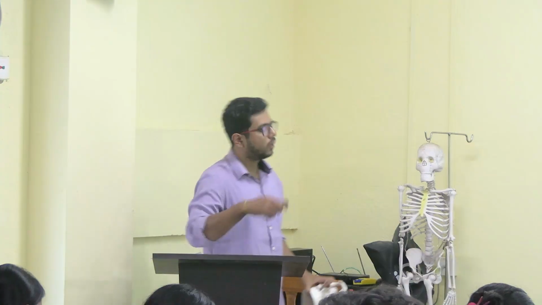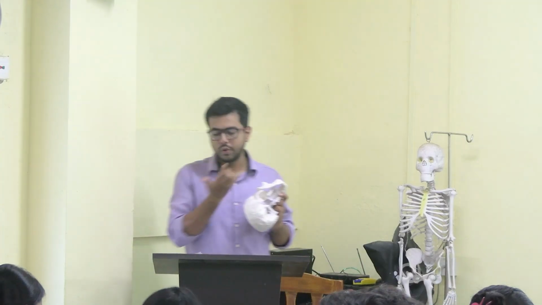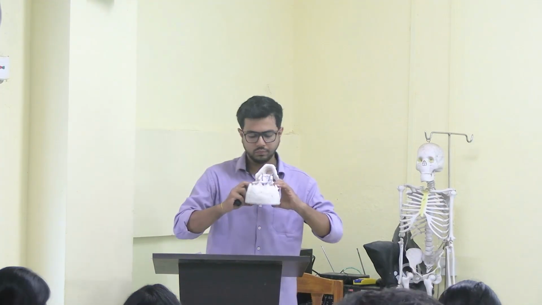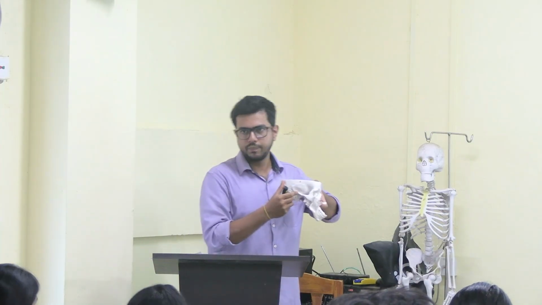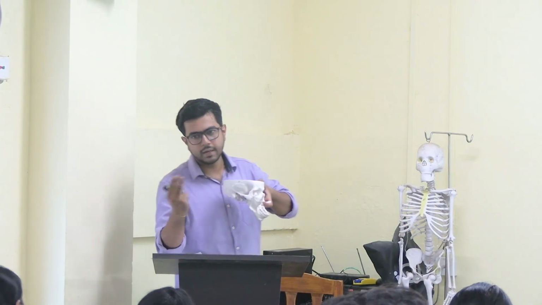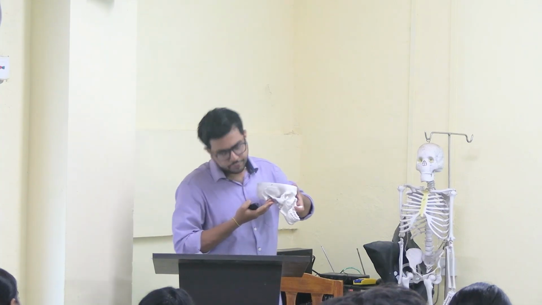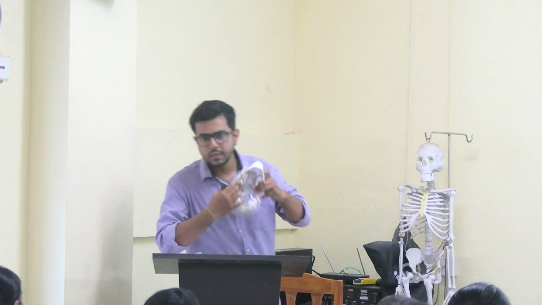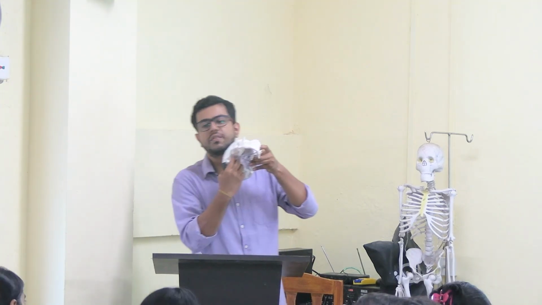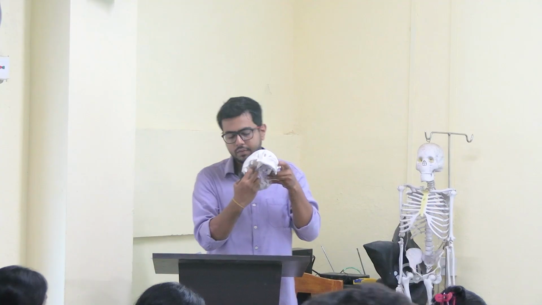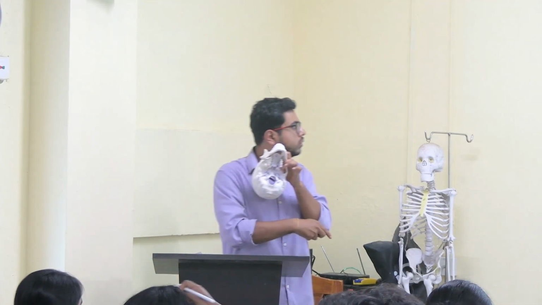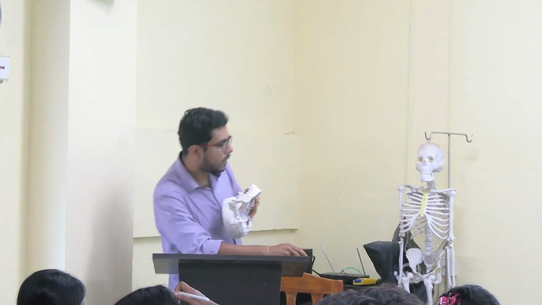Now this one is very important. This is the temporal bone, this is the lateral aspect. This is the inferior aspect, so it is called infratemporal. This is the infratemporal surface of the greater wing of sphenoid, this one and this one. Now I will show you this greater wing of sphenoid. We will talk about this yellow thing.